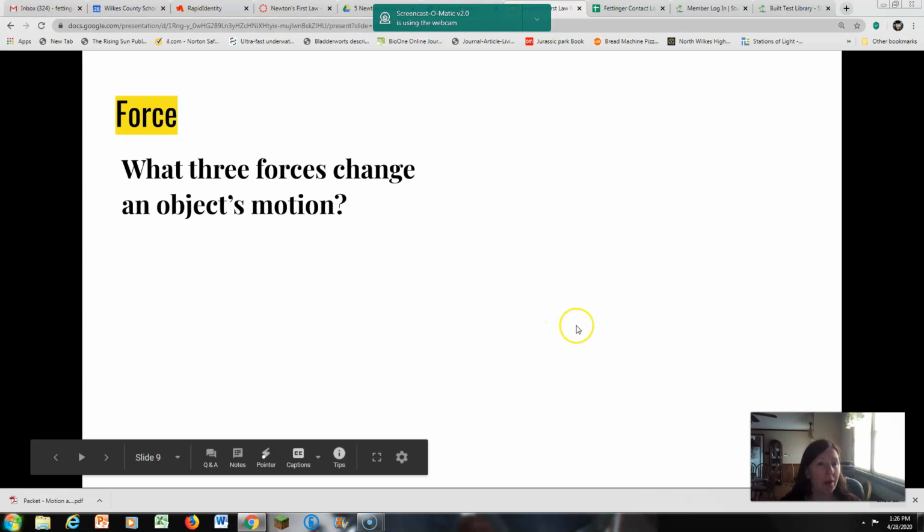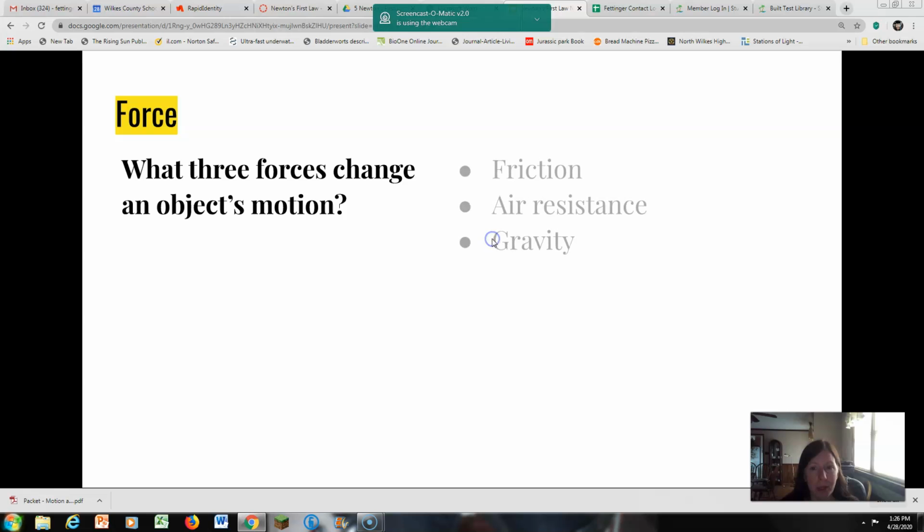Okay, so aside from forces that act upon an object, there are three other things that can change motion, and they are friction, air resistance, and gravity. And you're probably familiar with these. We'll learn a little bit more in depth about the ways that friction and air resistance can be impacted by different things, and we'll learn all the little factors that come into play when an object is moving.